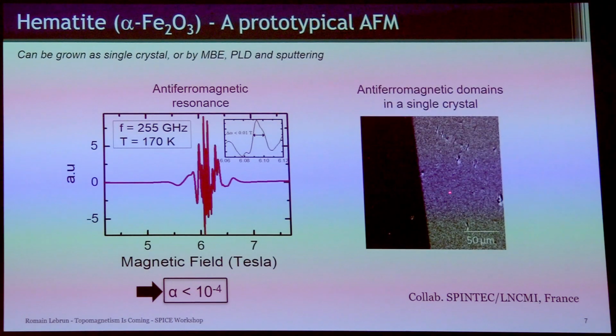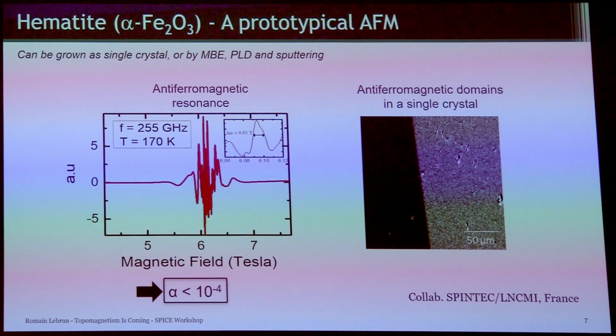What is also quite interesting is that if you try to measure the size of the antiferromagnetic domains in the single crystal, you will see that they are quite large, generally above a few hundred micrometers, so that you can propagate magnons in a single domain. And that's what we have been doing first.